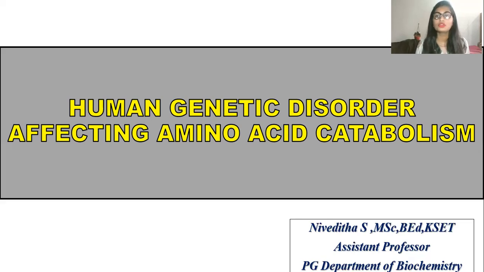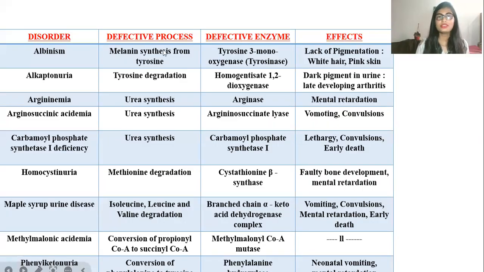For metabolism, usually we can say there is a bridge. What is that? Enzymes act as a bridge for the metabolic process. So if any enzyme becomes deficient, that will lead to some disorder. That's what we discuss in today's video. Here you can see the disorder, that is the amino acid catabolism disorder, the defective process, the defective enzyme, which enzyme will be defective, and also its effects. One by one we discuss now. First of all, the first disorder is what? That is albinism.